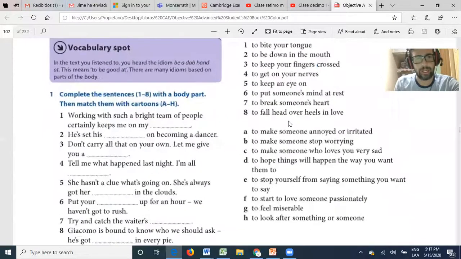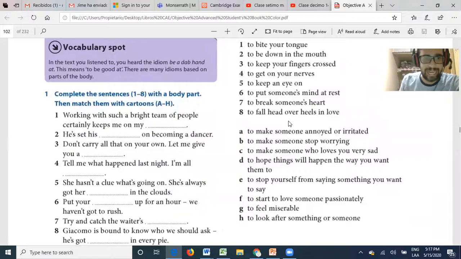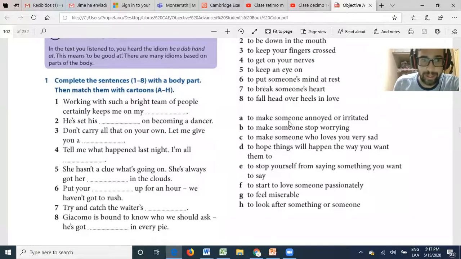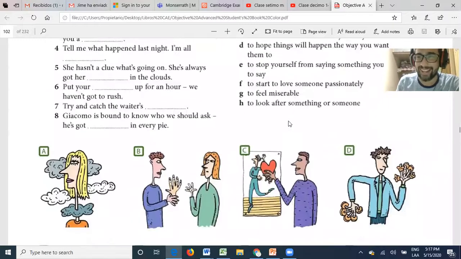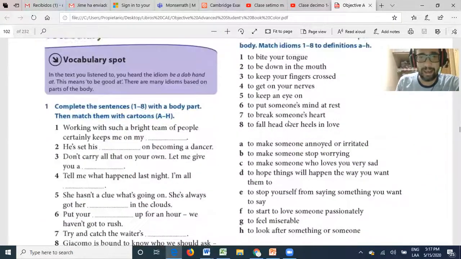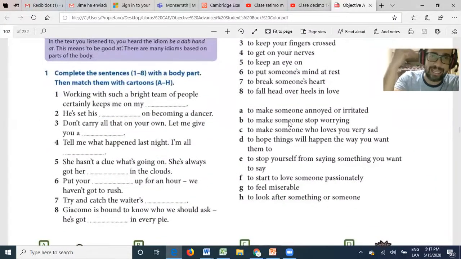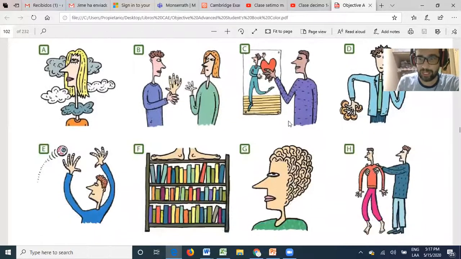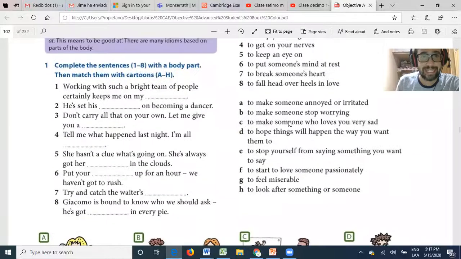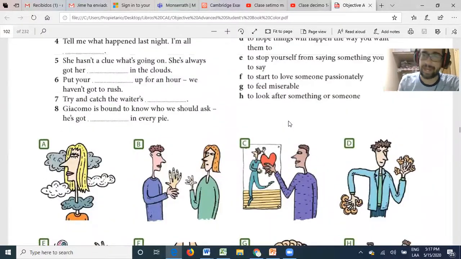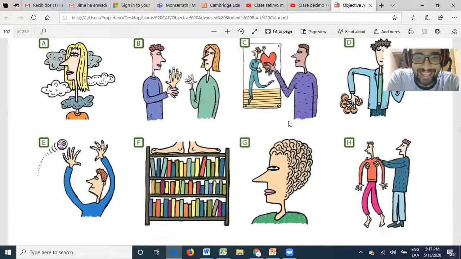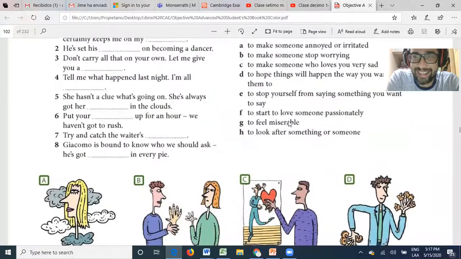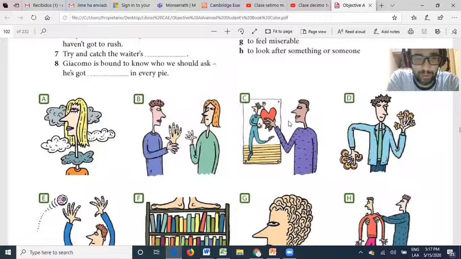So over here it says complete the sentences 1 to 8 with a body part, then match them with the cartoons A to H. Okay, so this is going to be a fun activity because we can get the idiom with a body part, and once we know it, then we can match it directly with these pictures. Remember that you're going to find these answers in the platform, but I really want to motivate you to do it before looking at the answers, and let's see if you got these idioms of body parts in a proper way.